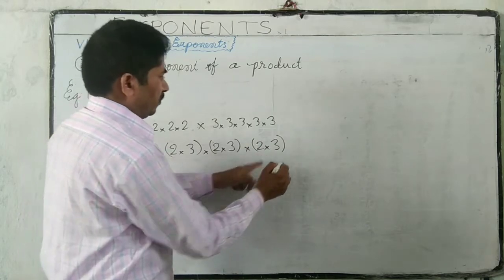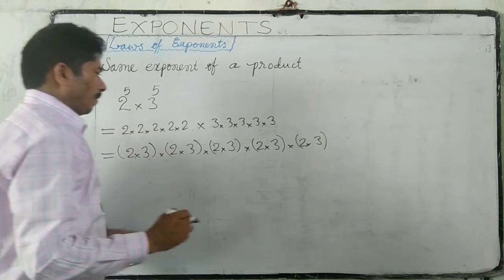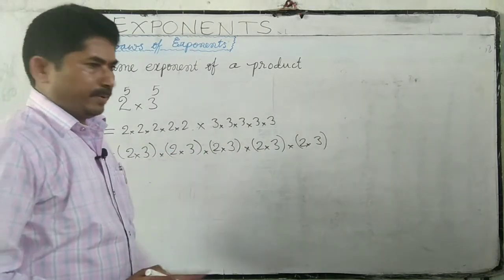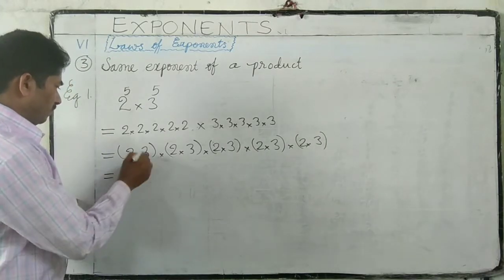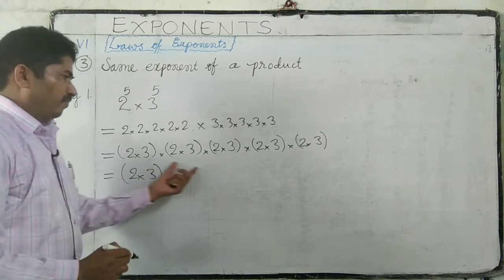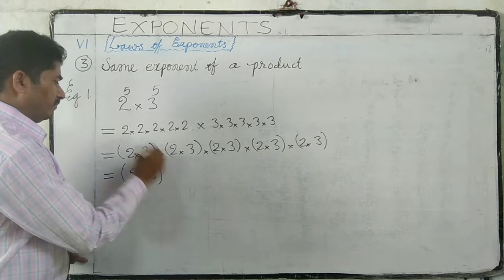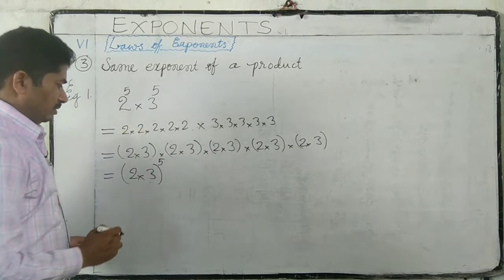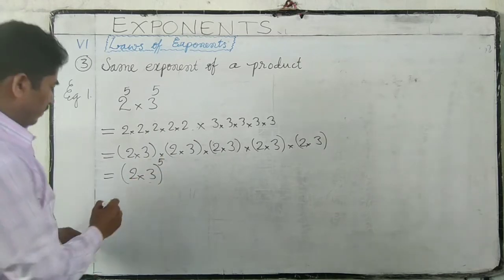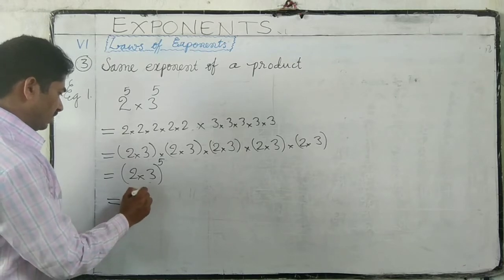2 into 3, these are 5 pairs. We got 5 pairs. We can write this 2 into 3, 5 times. So we can write 2 into 3 to the power of 5. So we understood 2 into 3 whole to the power of 5. We can write the answer also: 2 3s are 6 to the power of 5.